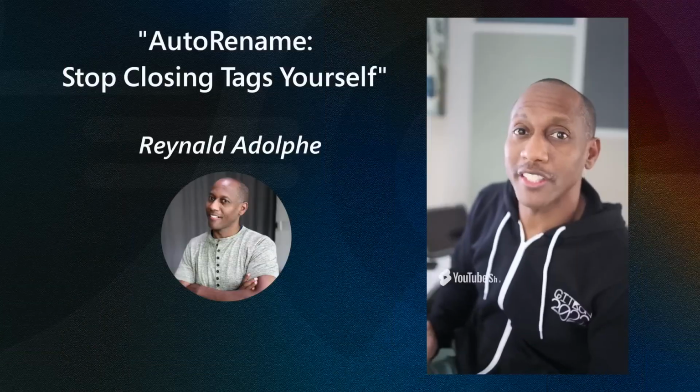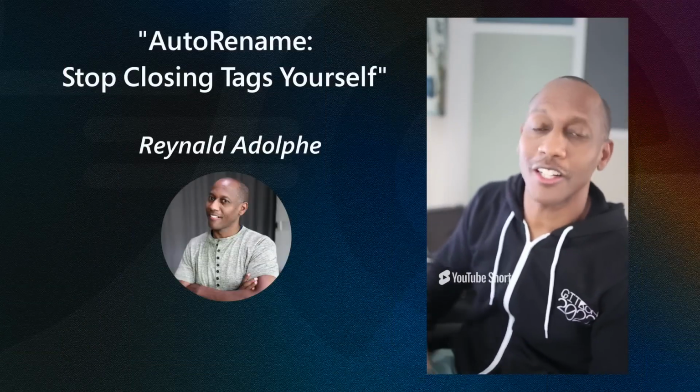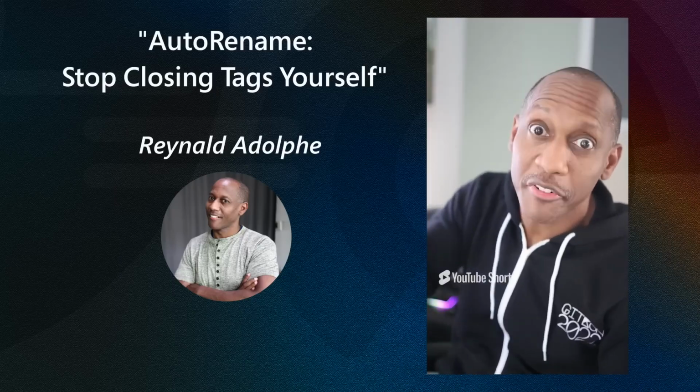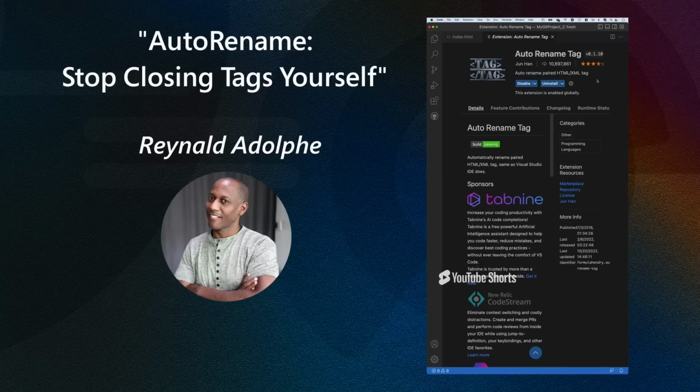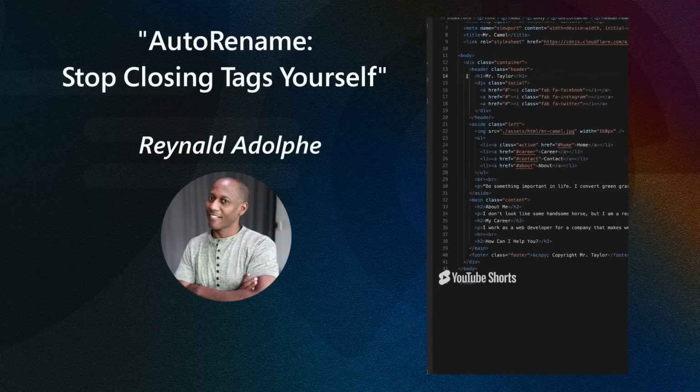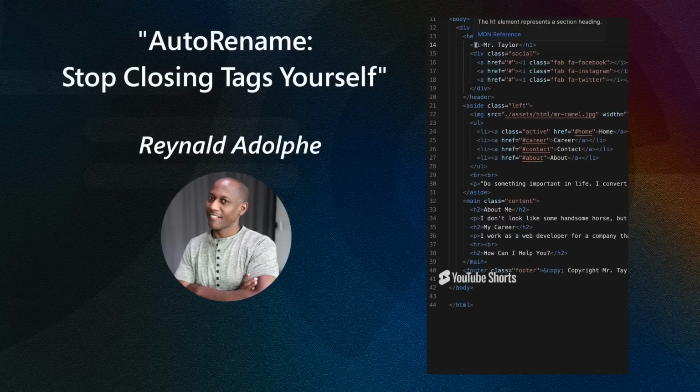Don't you hate when you have to change an opening tag, you have to hunt down a closing tag to match it? Never again. All you need to do is come to the VS Code extension market and install Auto Rename Tag. And now, any opening tag that you change will automatically have the closing tag match it.